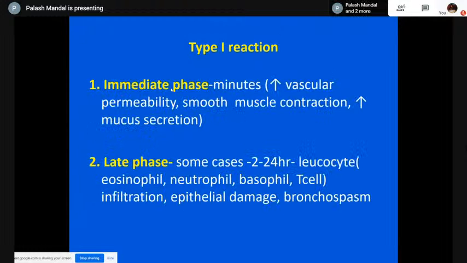And there is bronchospasm. These prostaglandins lead to smooth muscle contraction. The smooth muscles of the bronchus become constricted and there is bronchospasm. So that leads to respiratory distress. Okay, so this is very important.